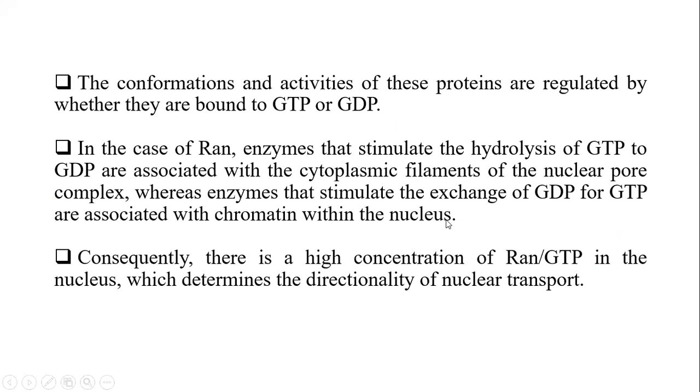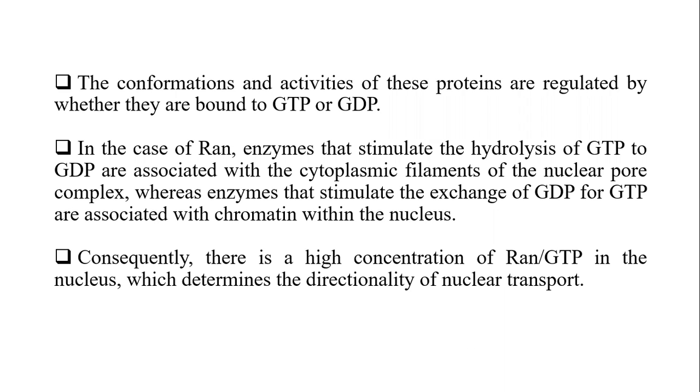So the conformation and activities of these proteins are regulated when they are bound to GTP and GDP. Normally, what we have seen is that when it is bound to GTP and hydrolysis happens, there is a conformational or structural change which results in the opening of the pores, so that the transport of molecules can happen. Same way here, it is because of the binding of GTP and the affinity towards GTP and GDP. Now, one more thing here is that the high concentration of RAN GTP in the nucleus will determine the direction of nuclear transport.